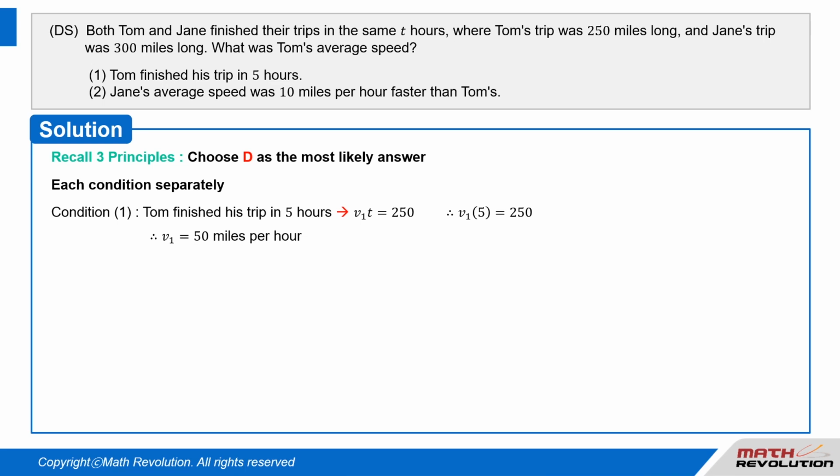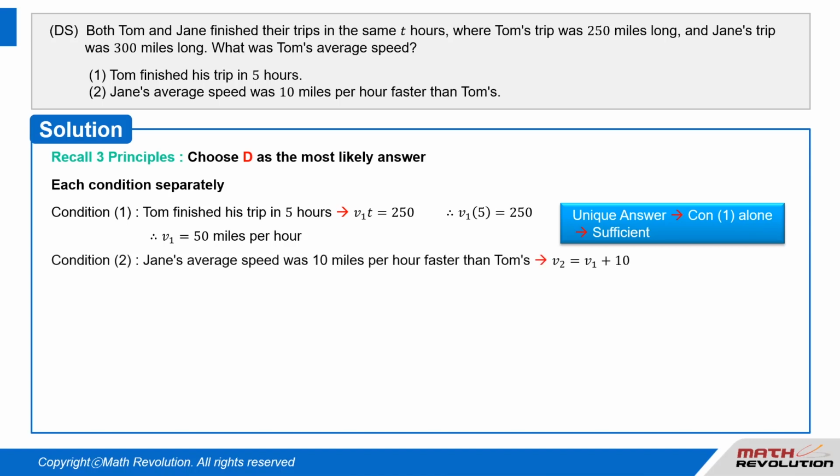Condition 1 tells us that Tom finished his journey in 5 hours. That is, v1 times t equals 250, or v1 times 5 equals 250. Therefore, v1 equals 50 miles per hour. Since it is a unique answer, this condition is sufficient.